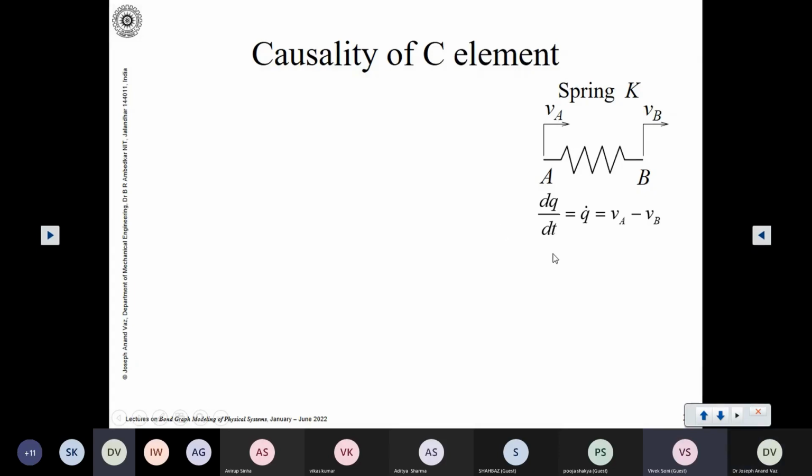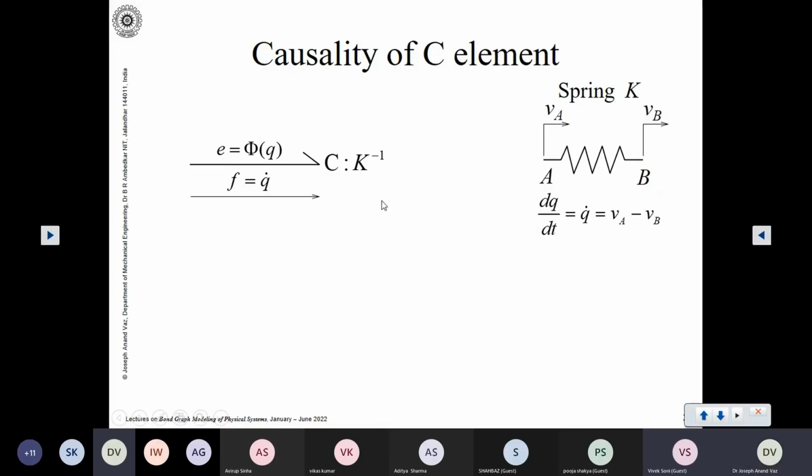Now, the rate of change of deformation that is caused due to this relative motion will be VA minus VB. And we can have this C element, which represents compliance, not stiffness, but compliance, which is the inverse of stiffness. So we have the effort variable and we have a flow variable.